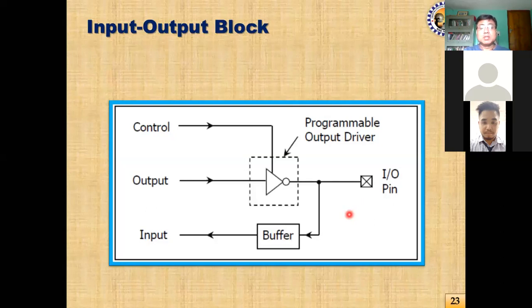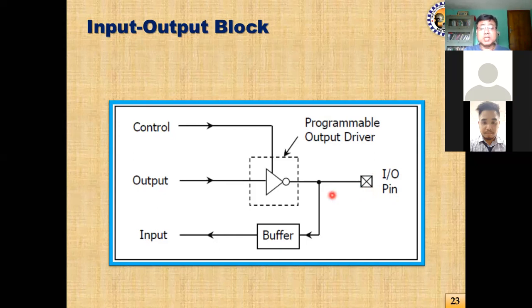For example, suppose you want this pin to work as output. In that case, what will happen? This control signal will be high. If it is high, then this buffer, this inverter, is a tri-state inverter. If the control is 1, in that case it will act as an inverter. So whatever comes to its input will be inverted and supplied to the external circuit through this I/O pin. So this is the functioning of the output mode.